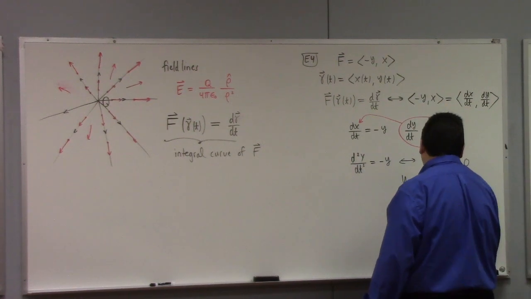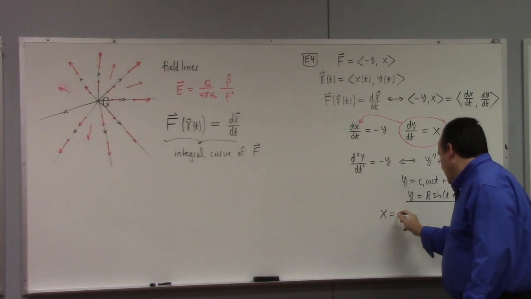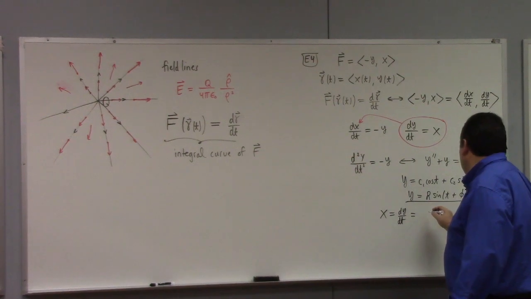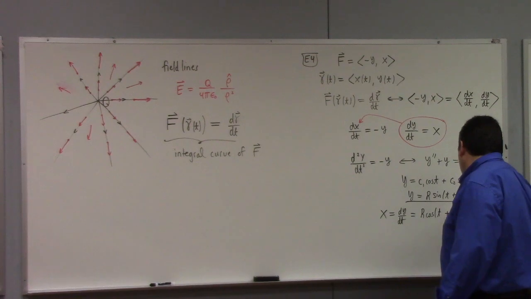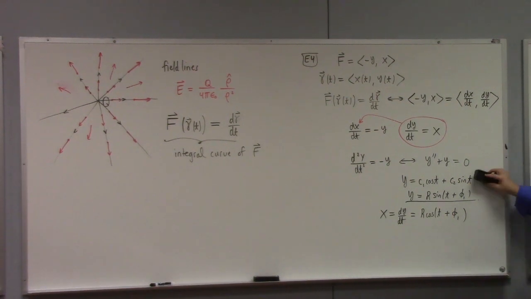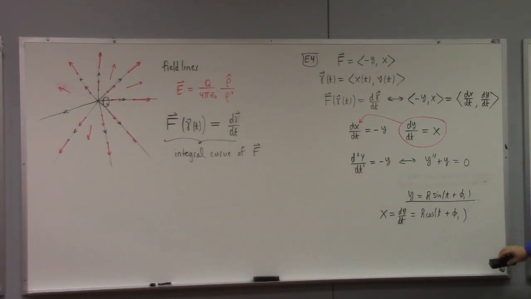All right. On the flip side, once I have that, I can calculate x, because x is equal to dy/dt, which is equal to, if I differentiate this, r cosine of t plus phi. I'm going to erase this from the record. I mean, this is true, but not helpful to us at the moment. That's the standard solution you learn in Math 334.